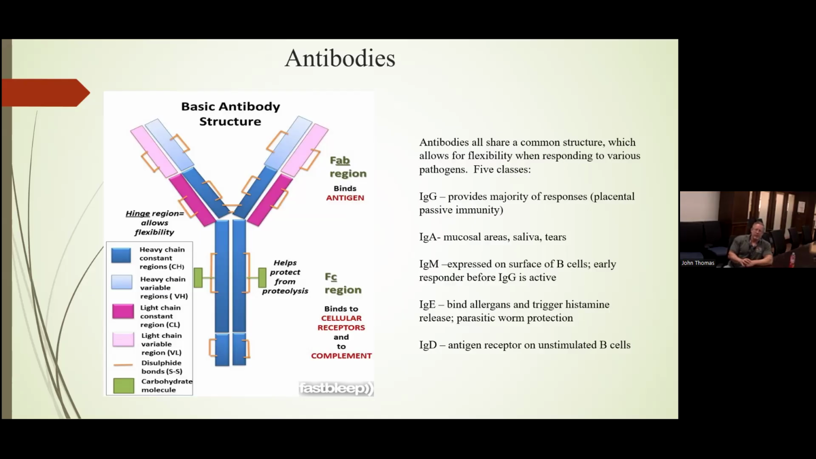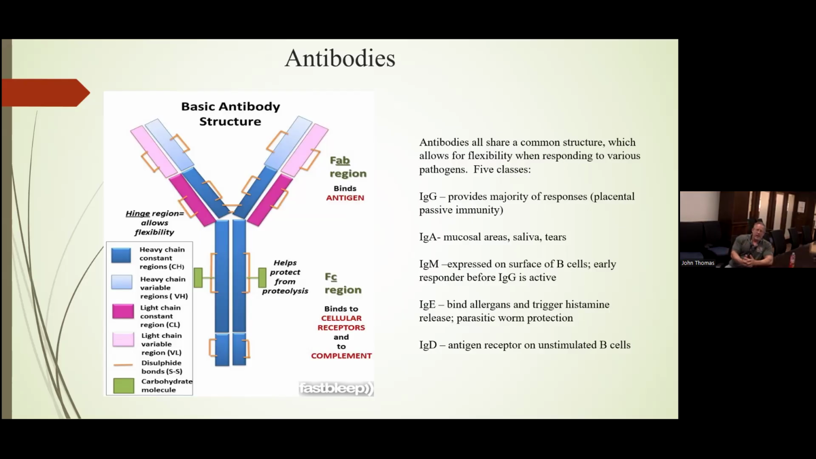And the Fc region is actually going to be the part of the antibody molecule that's going to bind to cellular receptors and help bind to complement proteins. We'll talk about complement in another lecture. So the antibody is basically two parts: the Fab region, which binds to antigen, and the Fc portion, which binds to cellular receptors and gives the antibody its biological activity, if you will.